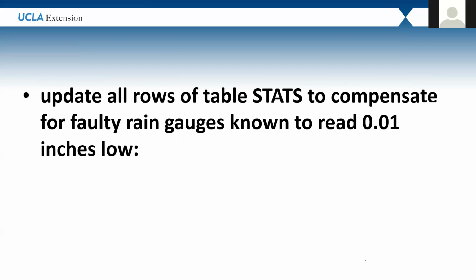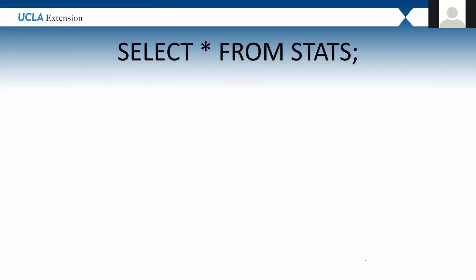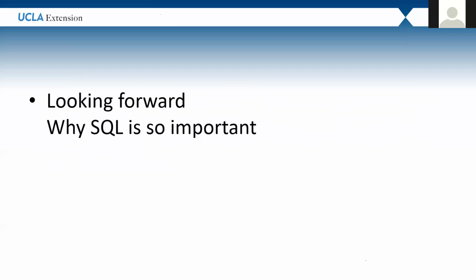Now, remember data manipulation is not only done through queries, but you can update, insert, or delete. That's data manipulation. So let's say you want to update all the rows of the table stats to compensate for faulty rain gauges known to read 0.01 inches too low. So what you found there was a mistake. Rain was read too low. You have to update everything by 0.01. So this is what you do. You update this table, set the rain field equal to rain field plus 0.01, and you select from stats, and voila, here's your result set.